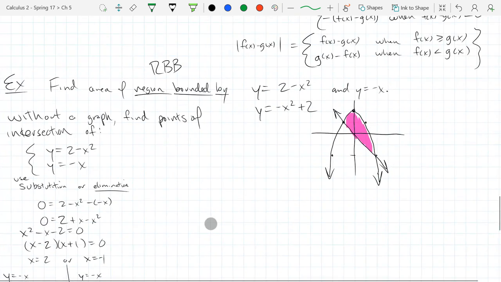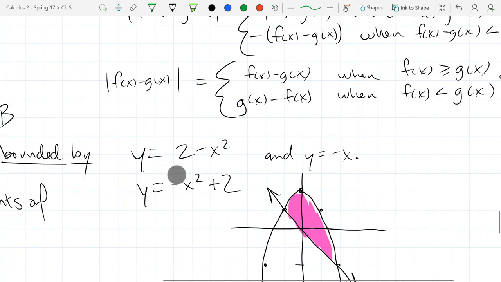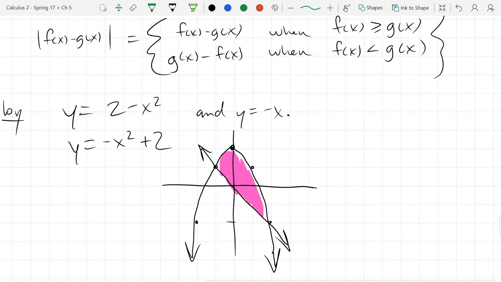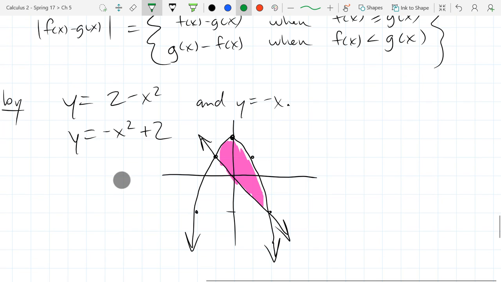So the area I'm using is the second one, the second version, where you decide if f is bigger than g, it's going to be f minus g. If g is the bigger function, it's going to be g minus f. The best way to think about this is big minus small.